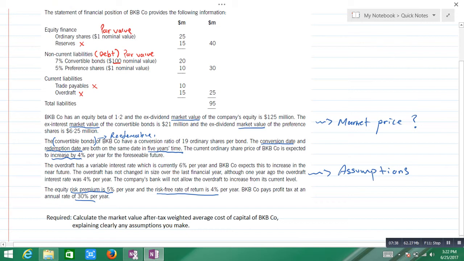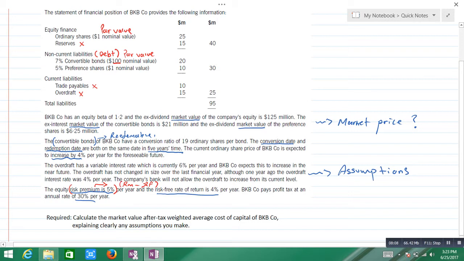Now most of the time students will make mistakes on this part, which is the risk premium. Risk premium is not the return on the market. Later in the calculation I'll explain this part. A risk premium is basically not RM, it is RM minus the RF. That will give you the risk premium.